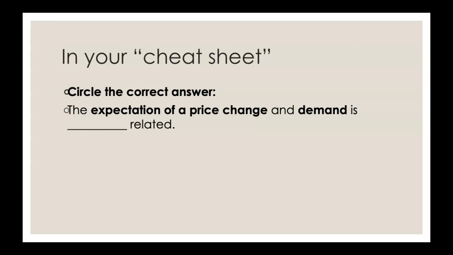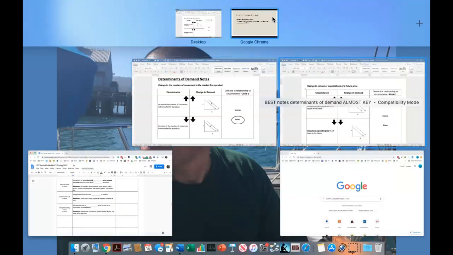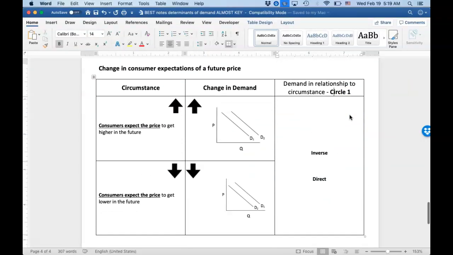All right. So in your cheat sheet, take a look at this. What kind of relationship is this in terms of the consumer expectation of the price going up? That's going to do what to demand now? It's going to go up. So that is which? Inverse or direct? It's a direct relationship.